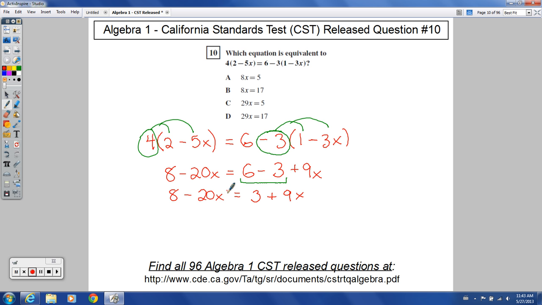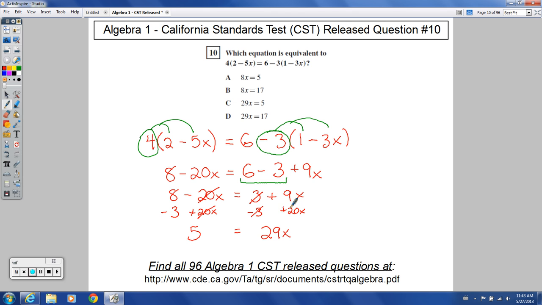And so I like to keep things positive as much as possible, so I'm going to get the x's together over here. I'm going to add 20x to both sides, and that'll cancel out here and here. You could do this in 2 steps, but I might as well do this now and get the regular numbers on the left side. So the constant terms going on the left side in this case, I have 5 equals 29x.